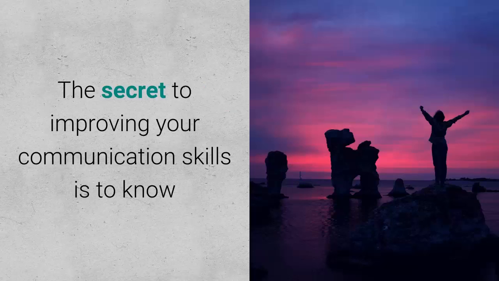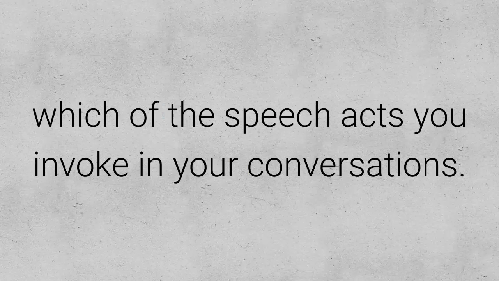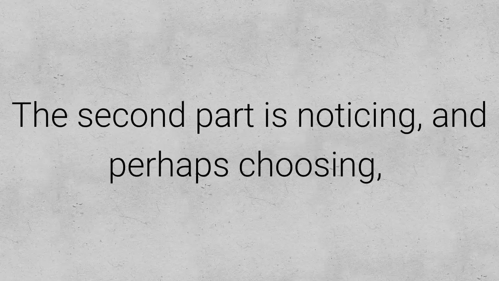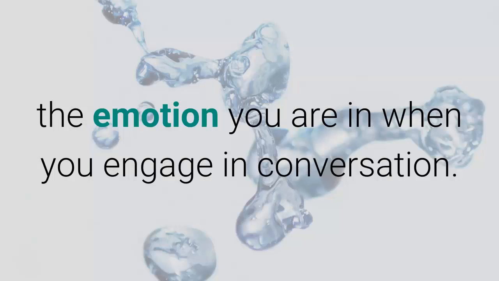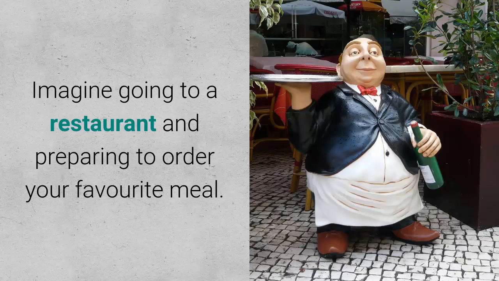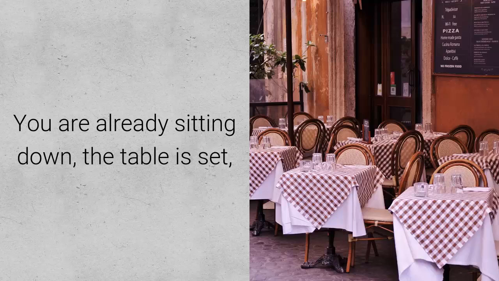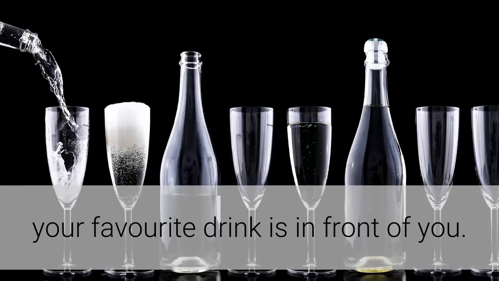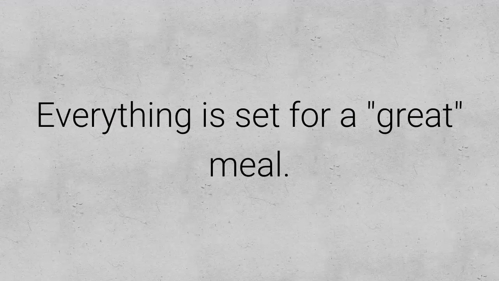The secret to improving your communication skills is to know which of the speech acts you invoke in your conversations. That's the first part. The second part is noticing and perhaps choosing the emotion you are in when you engage in conversation. Here's a scenario for you. Imagine going to a restaurant and preparing to order your favorite meal. You're already sitting down. The table is set. Your favorite drink is in front of you. Everything is set for a great meal.